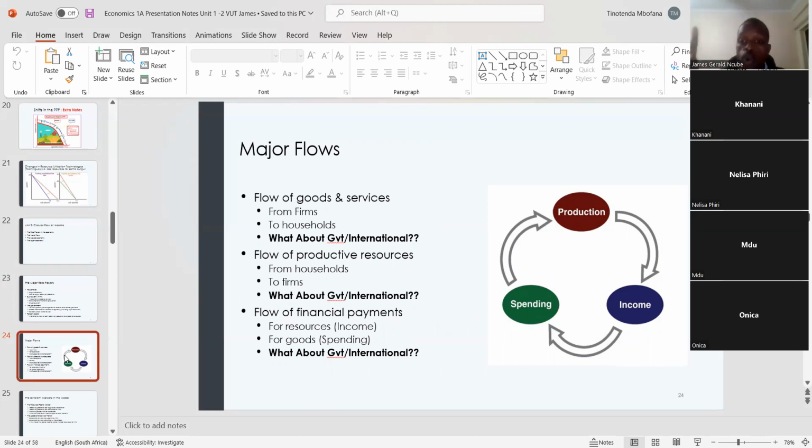There's what you call the flow of goods and services. There's what you call the flow of productive resources, and there's what you call the flow of financial payments. So those are your three major flows, right? Sometimes they're known as the production flow, the income flow, and the spending flow. So each of these things should actually be equal to each other.